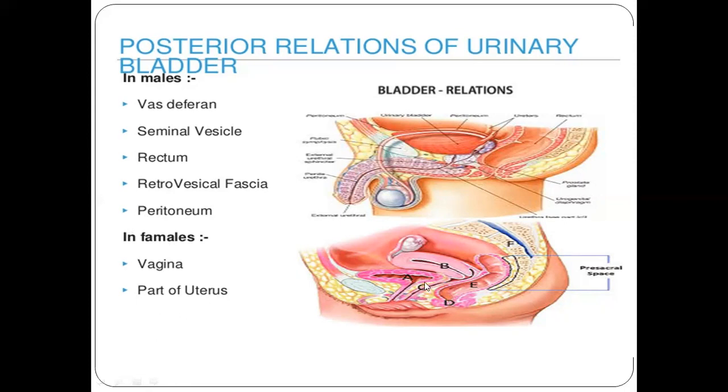In case of females, the posterior relations are the vagina and part of the uterus. So this is the posterior surface of the bladder. In case of female, this is part of the uterus, and the cervix and the vagina are at the back of the posterior surface of the bladder.